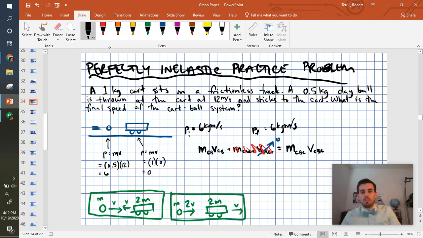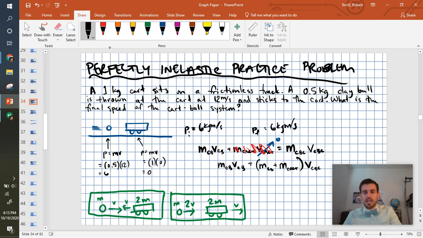So then we just have the mass of the clay ball times the velocity of the clay ball equals, I'm going to expand this out and turn it into the mass of the clay ball plus the mass of the cart. And then they have the same velocity because they stuck together. And that's probably the sticking point for a lot of students. For problems like this, when they stick together, they try and figure out what the velocity of the cart is separately, and then they get frustrated because they can't figure out what the velocity of the other object is. But because they stuck, they have to have the same velocity.